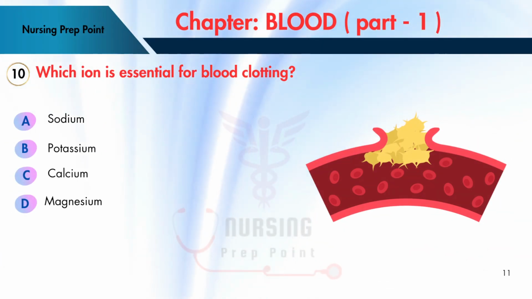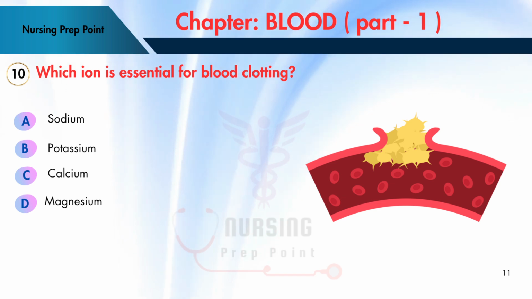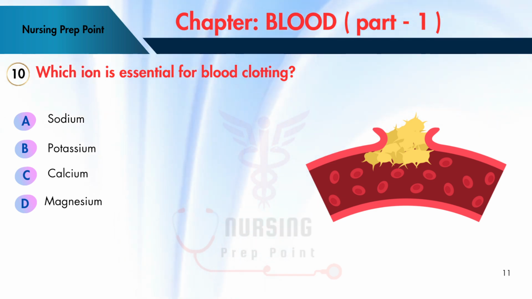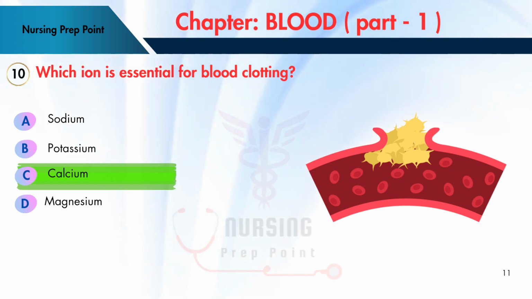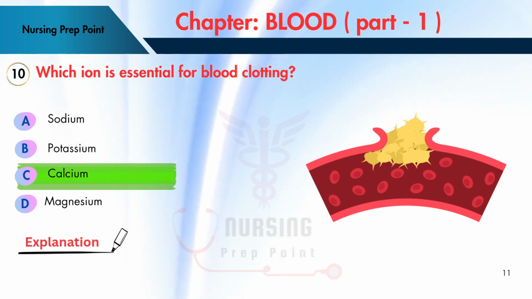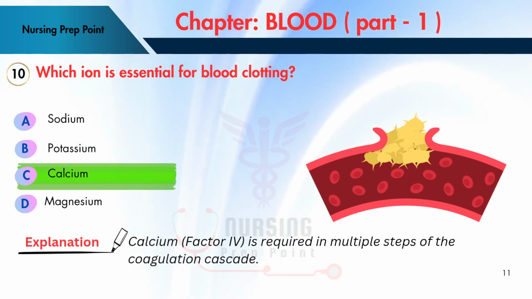Which ion is essential for blood clotting? Option A, sodium. Option B, potassium. Option C, calcium. Or option D, magnesium. The correct answer is option C, calcium. Explanation. Calcium, factor IV, is required in multiple steps of the coagulation cascade.